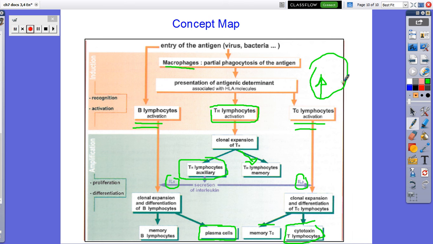So in these two documents, we studied how the specific immune response in its two types, humoral and cellular, is induced. In the next documents, we will study the mechanism of antibody secretion by the plasma cell, and the mechanism of cytotoxicity accomplished by TC lymphocytes.